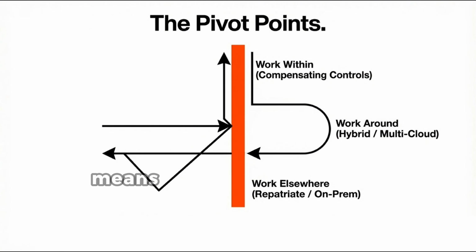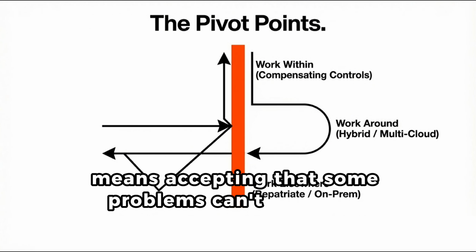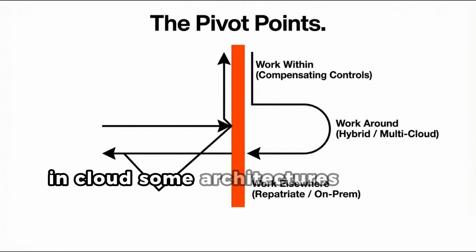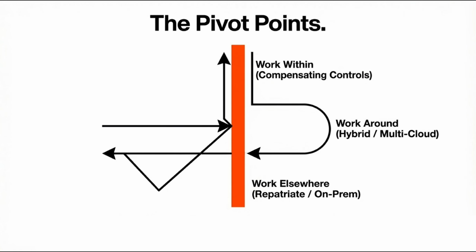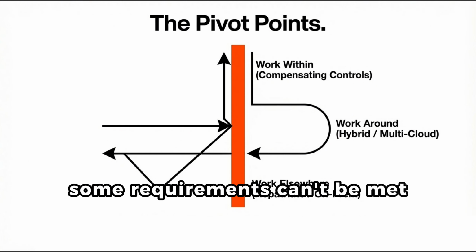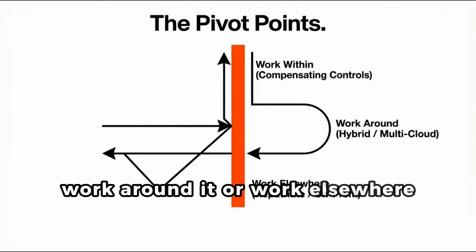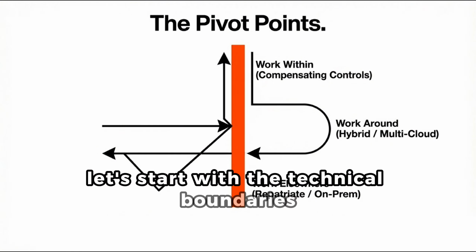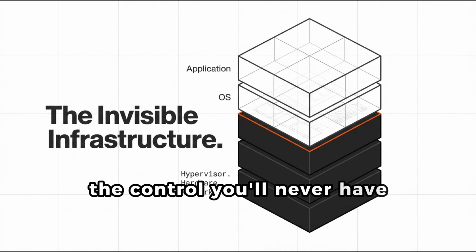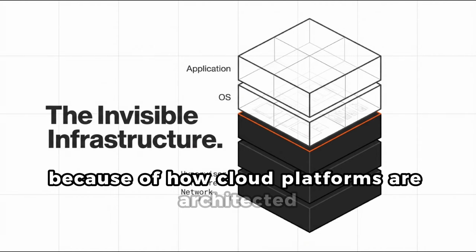Understanding boundaries means accepting that some problems can't be solved in cloud. Some architectures can't be implemented. Some requirements can't be met. And when you hit a boundary, your options are work within it, work around it, or work elsewhere. Let's start with the technical boundaries, the control you'll never have because of how cloud platforms are architected.